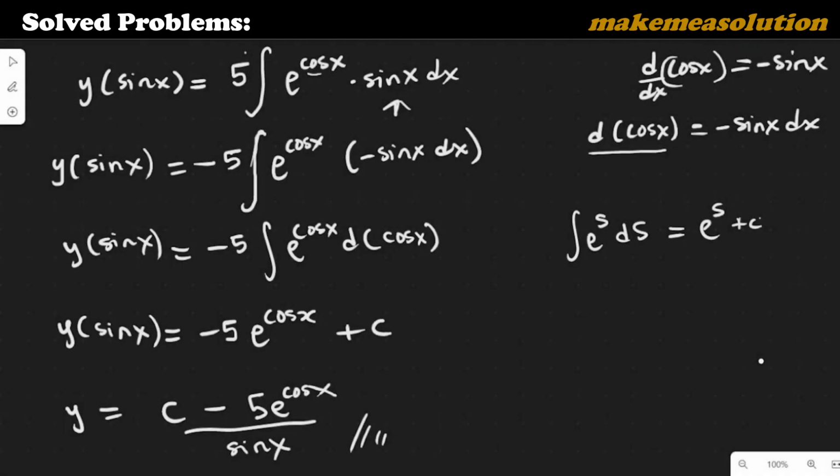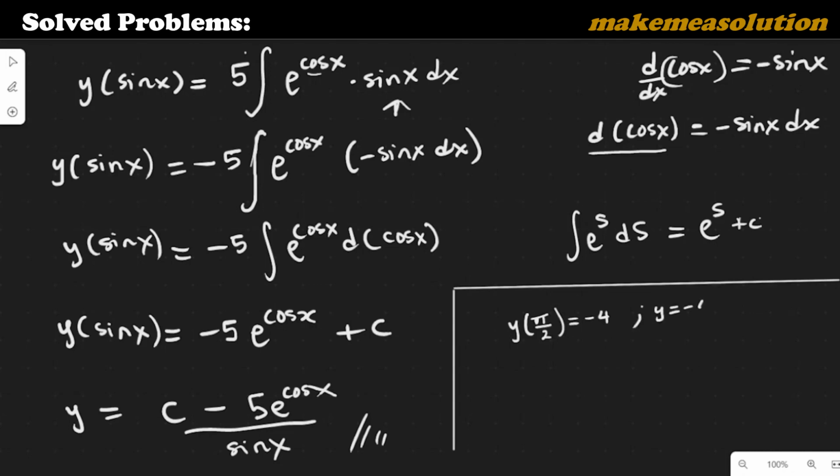Okay guys, now after we've gotten the solution for y, we need to apply the initial conditions given to us. The initial condition given in the question was y of pi over 2 is equal to minus 4. So it means that whenever y is minus 4, x has a value of pi over 2.